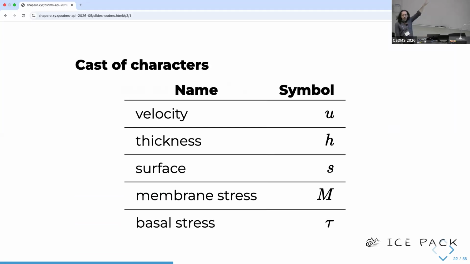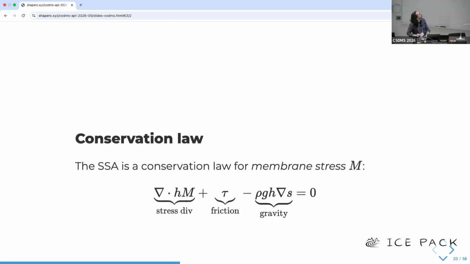the membrane stress tensor, which I've written as capital M. And that's what's left over from the deviatoric stress tensor after you make a thin film approximation and depth average it. So you can think of that as containing the role of what the stress tensor does normally in 3D.